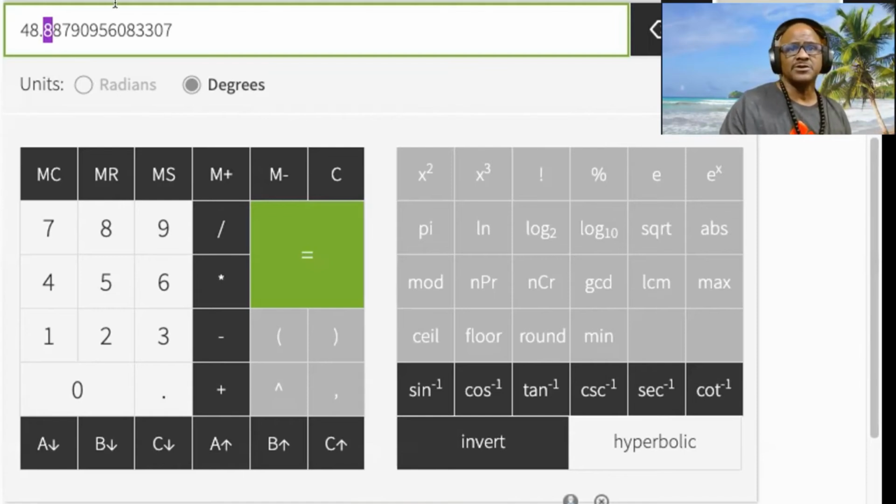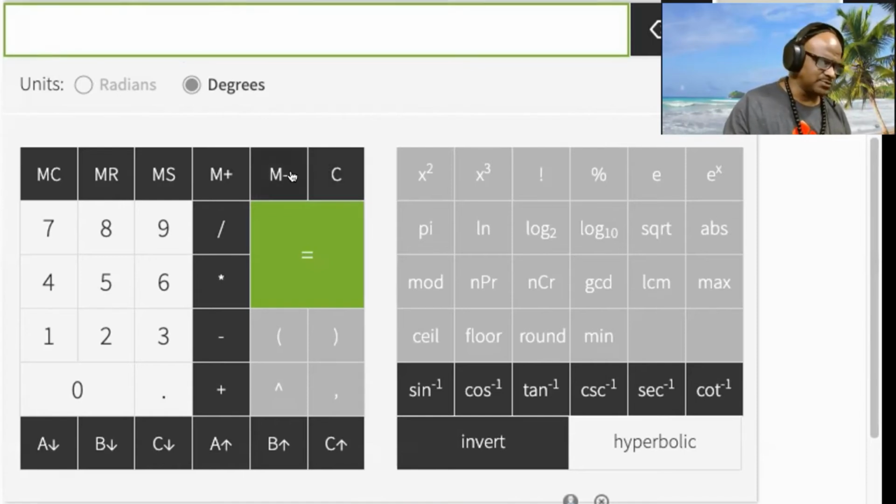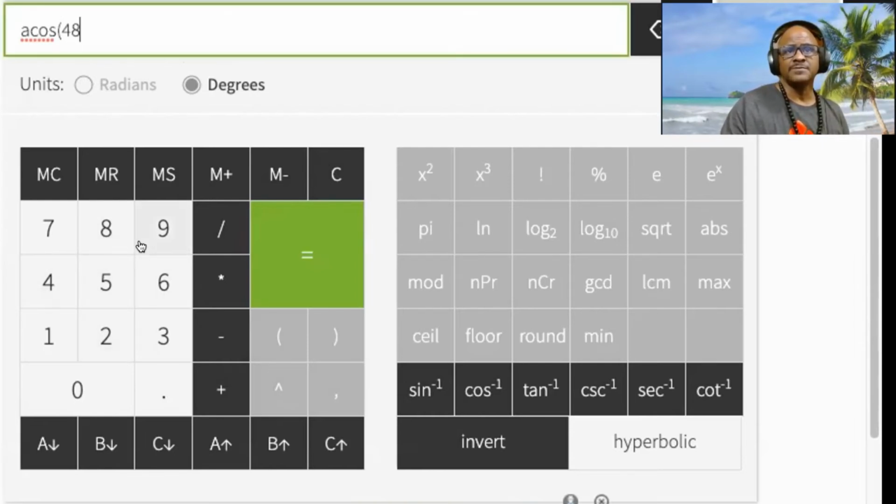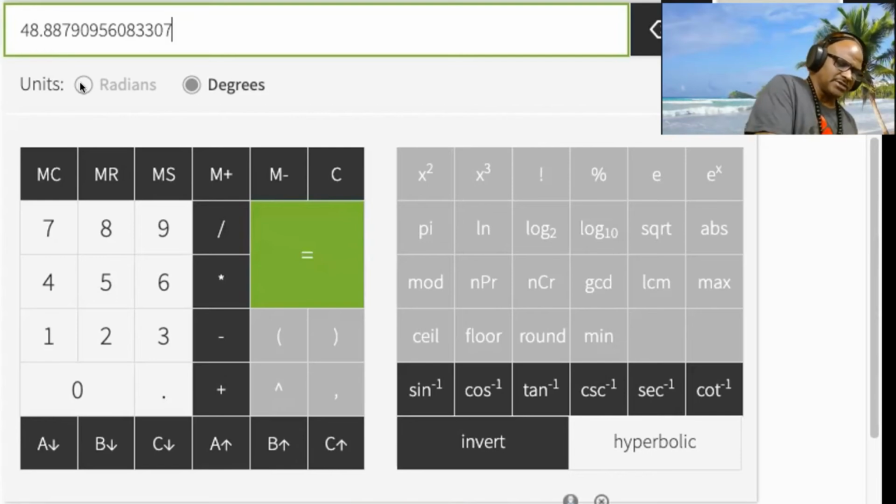All right, let's go ahead and clear that one. Our next one was cosine, and it was 48 over 73. So 48 divided by 73, close parentheses, put your equal sign, and same thing, we got 49 degrees. So we go ahead and put 49 degrees in there.